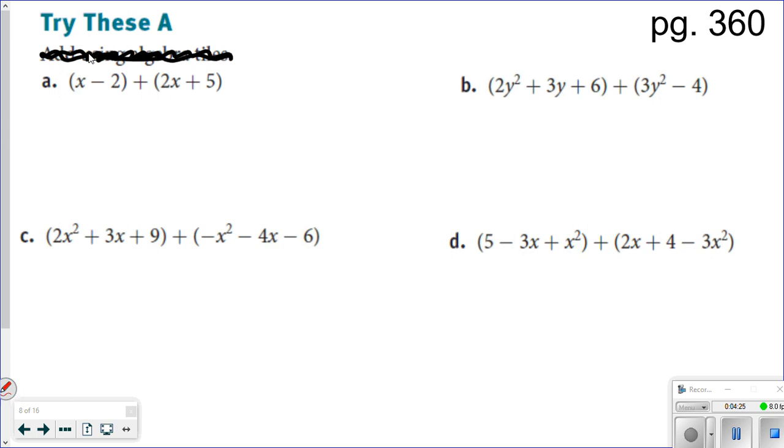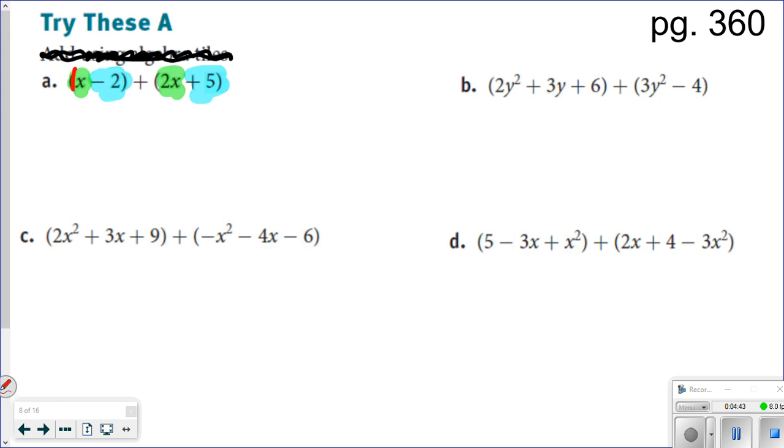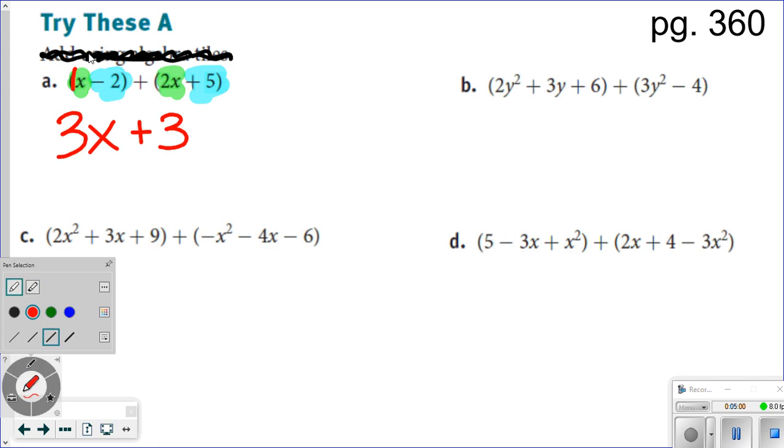So for letter A, we are going to combine or add our like terms. So x's go with x's, constants go with constants. We're going to add the coefficients out in front. So 1x plus 2x is 3x. And then let's add or combine the numbers. -2 plus 5 is a positive 3. And that's our answer, 3x plus 3.